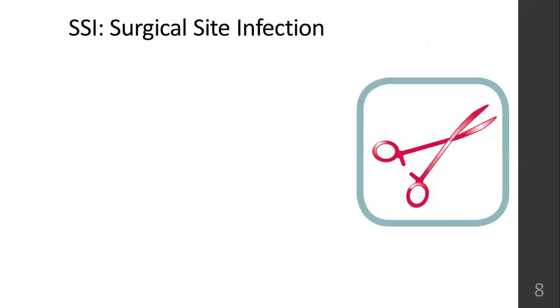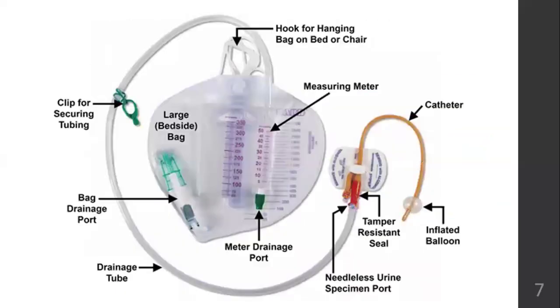So this is how the entire drainage, the catheter collection system looks like. So this is the needleless urine specimen port from where urine samples can be collected. It is the distal end.